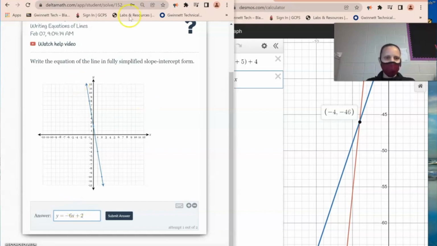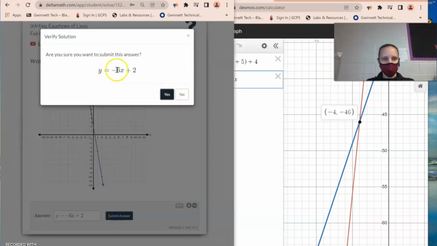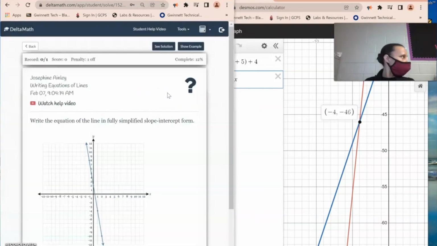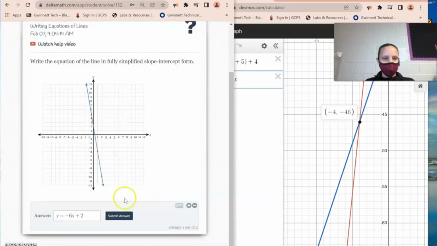And again, another way to know if your slope is positive or negative is from the left to the right. This is going down, so it's negative. If it was left to right going up, it would be positive. So go ahead and just put in your equation, substitute in the slope and the y-intercept, and then you can just go from there.